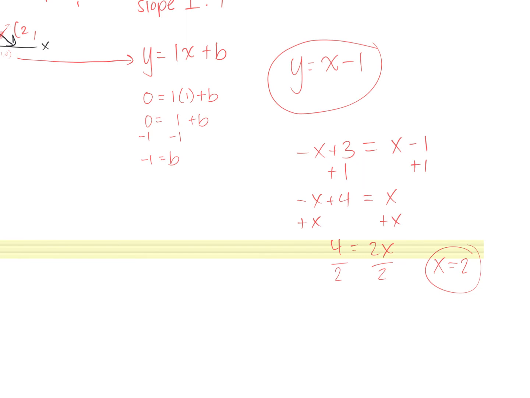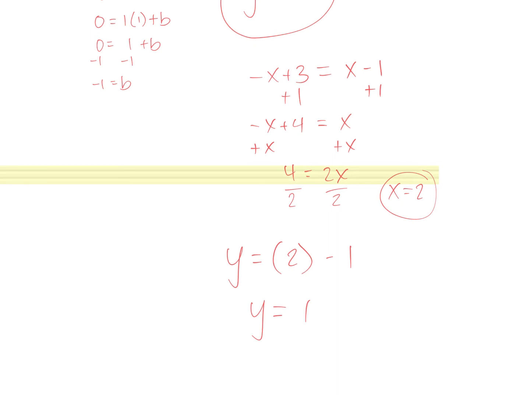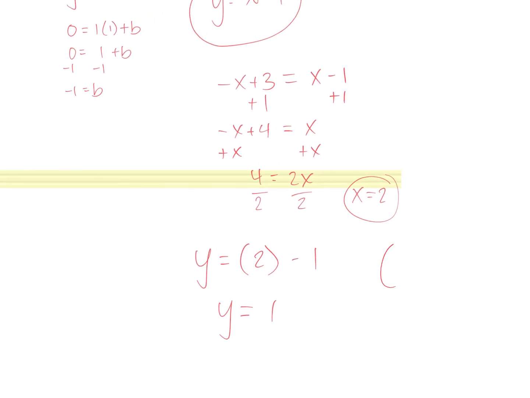So let's plug it into the one that we solved for, x minus 1. So we get y equals, instead of x, I plug in 2. So I'm going to get 2 minus 1, and I'm going to get y equals 1. So my coordinate, that point is what? 2, 1.